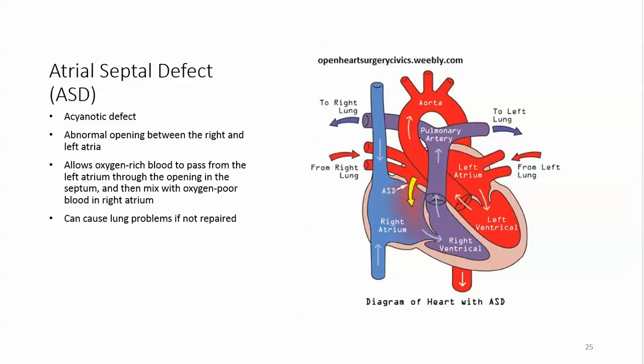We have the atrial septal defect. Again, this is an acyanotic defect. This is an abnormal opening between the right and the left atria, which you see right here by that yellow arrow. It allows oxygen-rich blood to pass from the left atrium through the opening in the septum and then mix with oxygen-poor blood in the right atrium. Can cause lung problems if not repaired. A larger than normal volume of blood must be handled by the right side of the heart. Extra blood passes through the lungs, causing increased pressure in the blood vessels of the lungs.